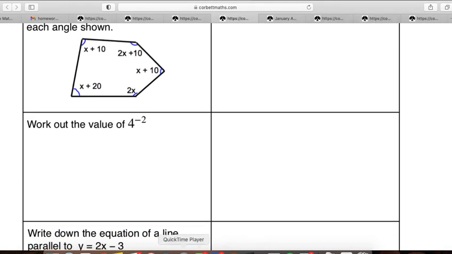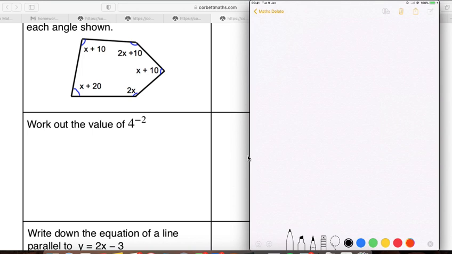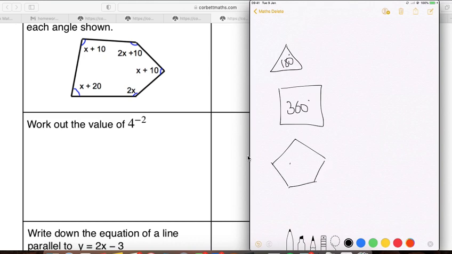Interior angles, obviously a triangle has 180 degrees. A four-sided shape called a quadrilateral has 360 degrees. A five-sided shape has 540 degrees.